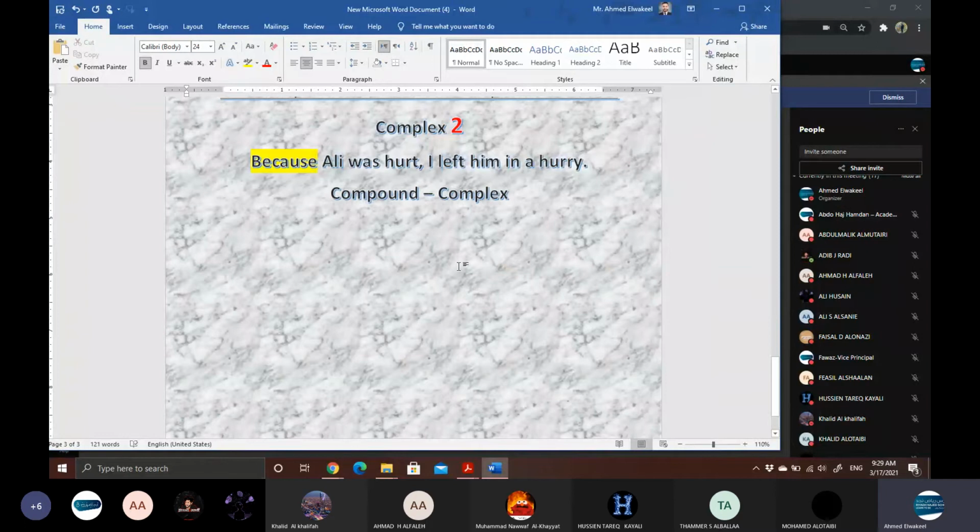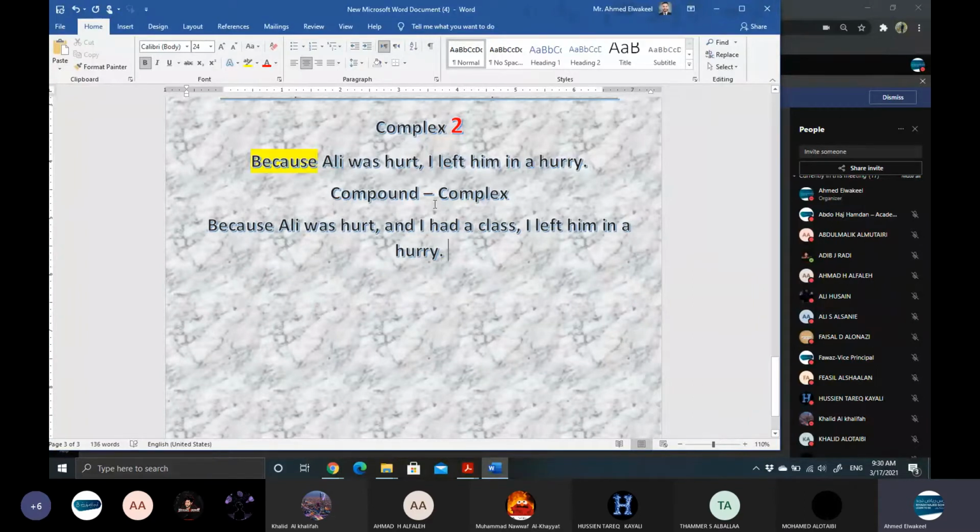What does it consist of? If I need to put a sentence in a compound complex type of sentence, how can you say this? Because Ali was hurt, and I had a class due, I left him in a hurry.